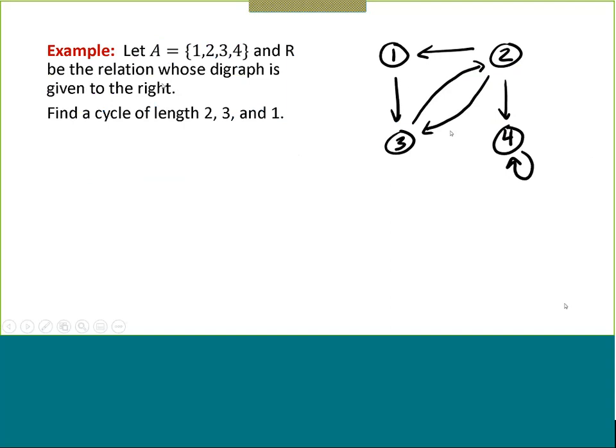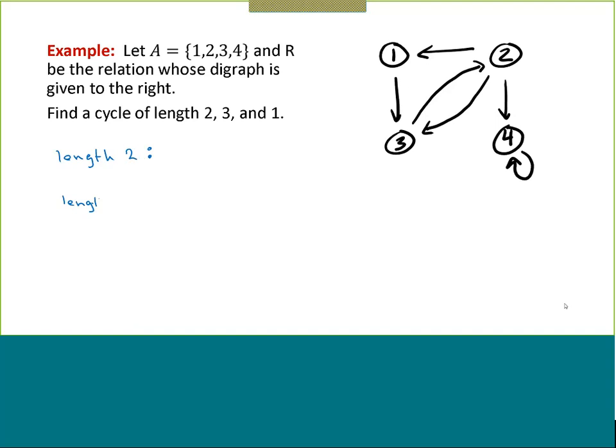Okay. So what we would like to do is find a cycle of length 1, 2, and 3 in this particular graph, or in this diagram that's a representation of some relation. So what do you guys think? If we try to find a length 2 cycle, anybody spot one? Hint, there's not always one answer. Actually, there's rarely one answer. But anybody spot a length 2 cycle in this particular graph?